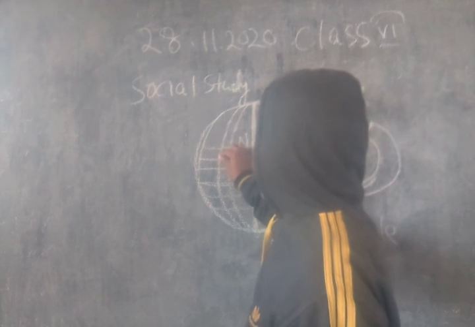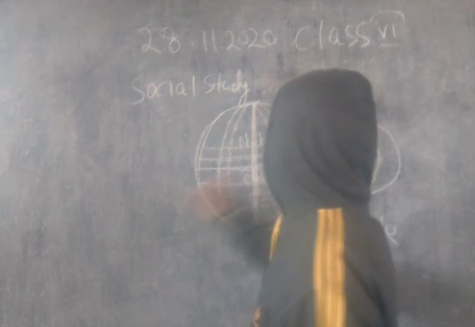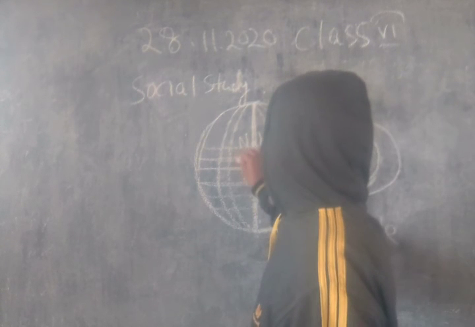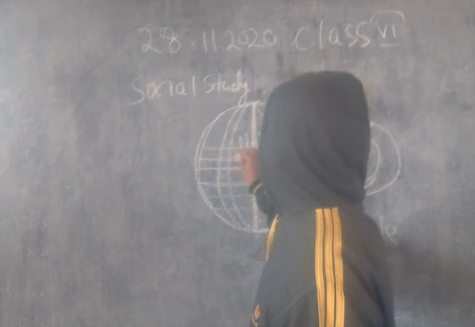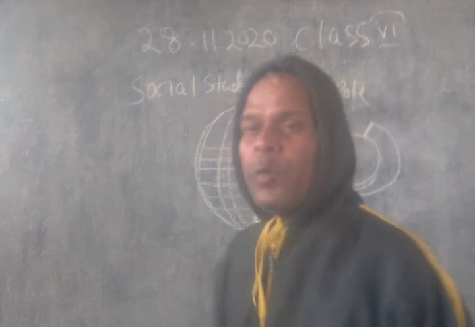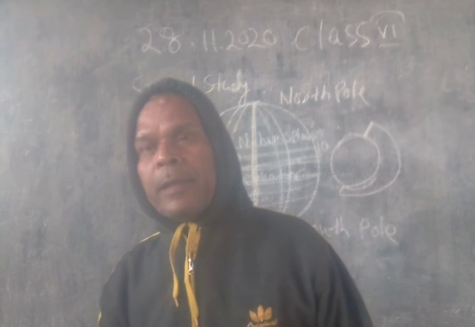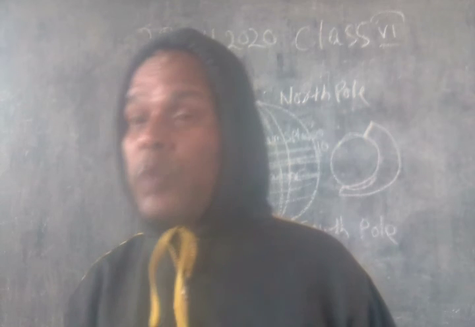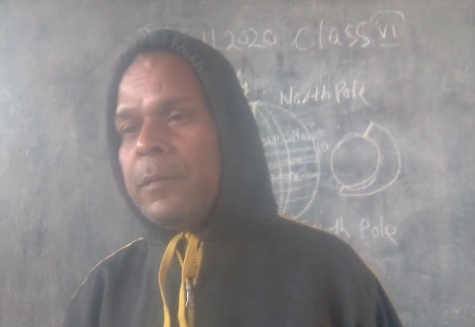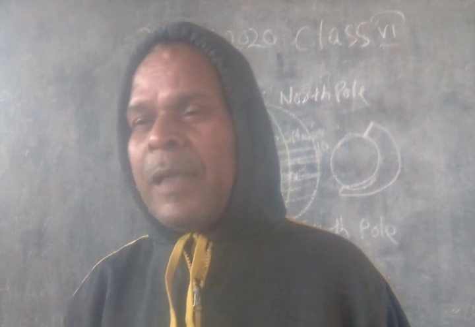So, if any place is in the northern hemisphere, this is the east, this is the west, this is the north, this is the south. We want to know about the placement, where it is situated, to which degree and to which direction. So, in order to know where it is situated, we draw the lines. So, the lines are called the latitudes.